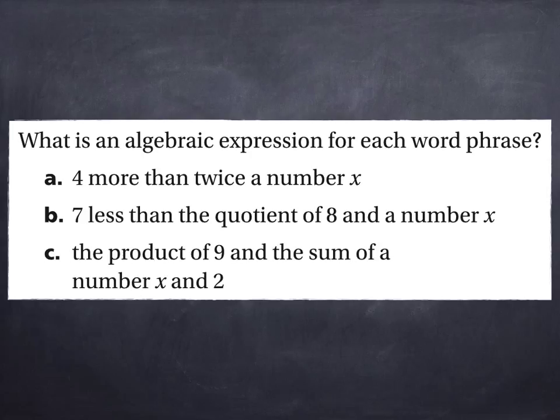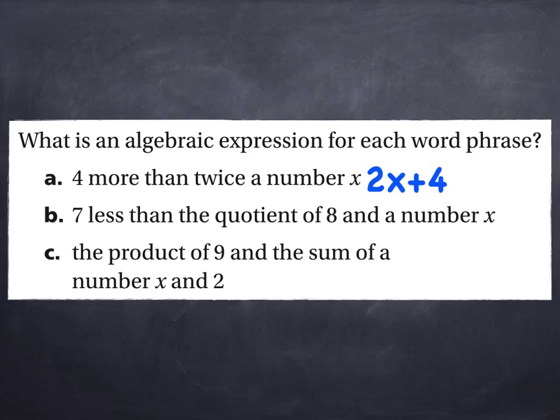So 4 more than means we need to end up adding 4. Remember, more than, we're going to switch the order, so 4 is actually going to come last. Adding 4 is going to come last. And then twice a number x means we need to multiply 2 times x. So the expression would be 2x plus 4.